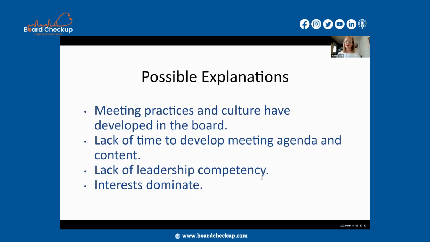Maybe a meeting practice and culture have developed in that board and hasn't changed. Going back to that operational piece, and this is certainly the case with the board that I was mentioning, where it was a working board and it professionalized, it never changed its meeting practices. It was like they were around the kitchen table, and that didn't change, and they needed to change, but a culture had developed around it, and people really were not aware that the meetings weren't as effective as they could be. And so that's one explanation.